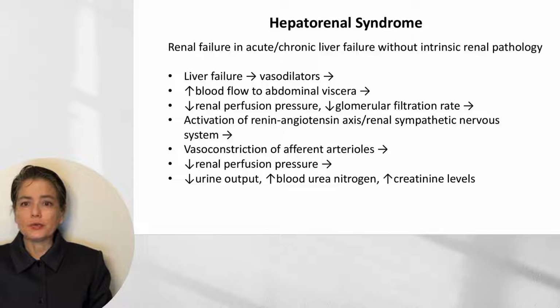When we get decreased renal perfusion, we're going to get a decreased glomerular filtration rate, which is going to drive activation of the renin-angiotensin axis and the renal sympathetic nervous system. This is going to result in vasoconstriction of the afferent arterioles, which is going to cycle back with decreased renal perfusion pressure, which is going to take us back through this loop. And with this decreased renal perfusion pressure, we're going to get decreased urine output, increased blood urea nitrogen, and increased creatinine levels and renal failure.